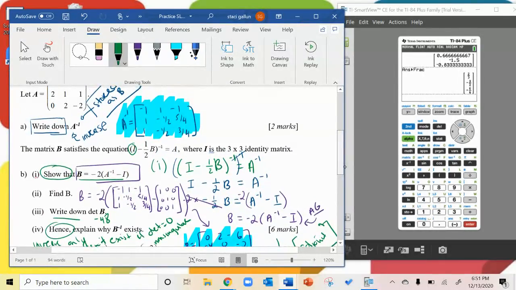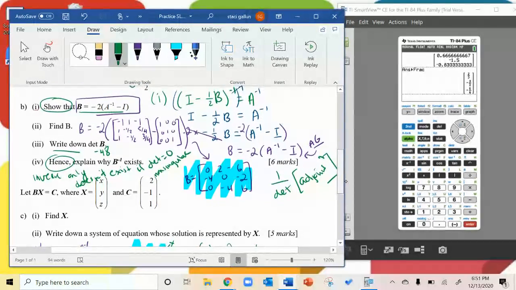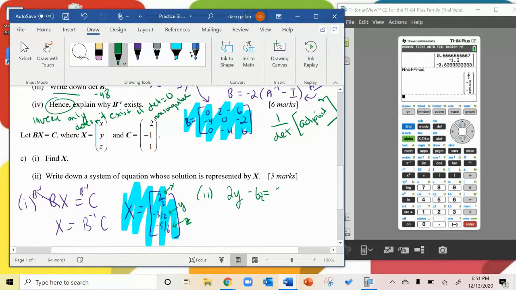What was c? No, wait, it equals 2. I'm a mess. And then you've got -4x plus 0y, I don't need to write that, minus 2z equals -1. And finally, you'd have 0x minus 4y plus 6z equals 1.